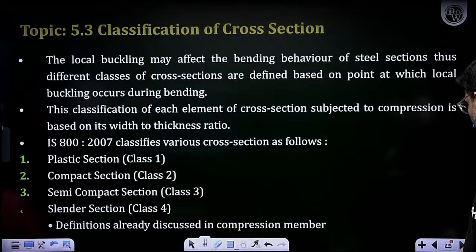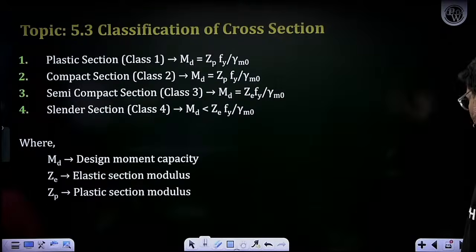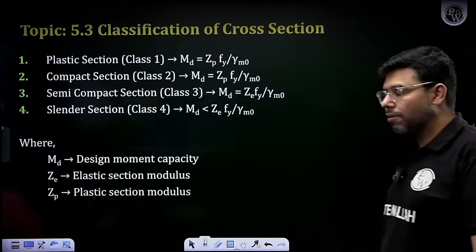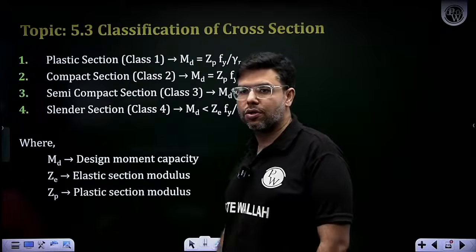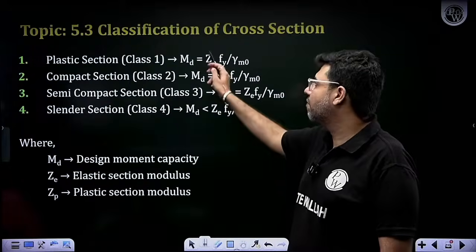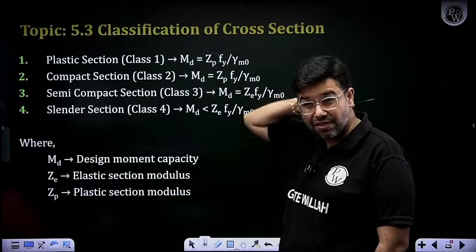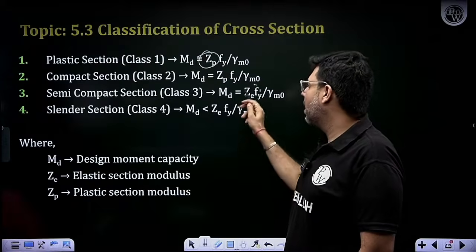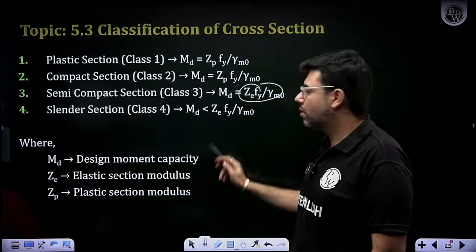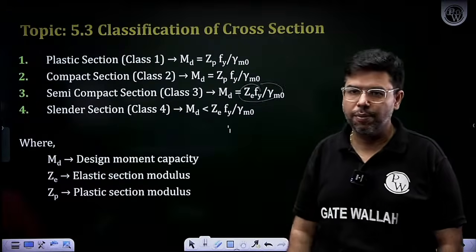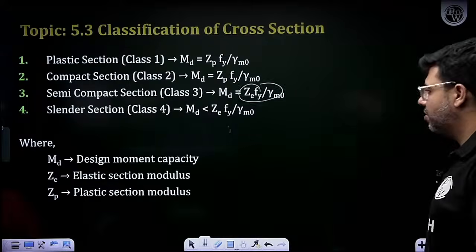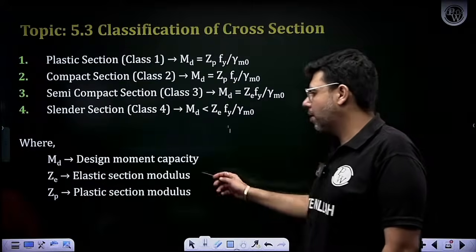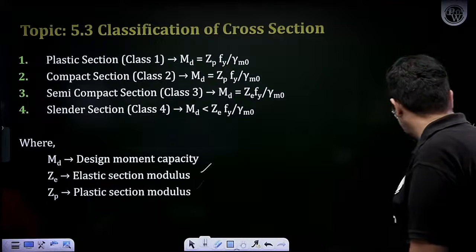Class 1 to 3 I have already defined on the basis of local buckling. Class 1, that is a plastic section. The design strength will be derived from the plastic moment, plastic section modulus Zp. Semi-compact section will be My, that is Ze Fy by gamma m0, and slender section will be less than Ze Fy by gamma m0.